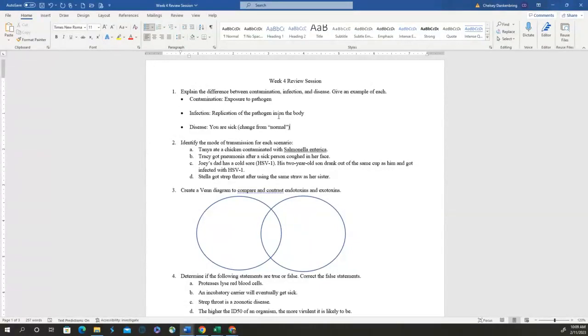Now, sometimes it'll stop there. Maybe my immune system would have cleared it and I never would have gotten sick. So it can stop at infection. In my case, it didn't. A couple of days later, I woke up and I was also sick.